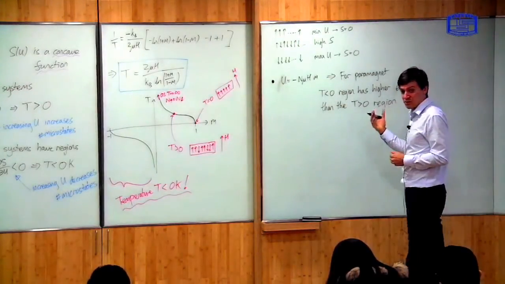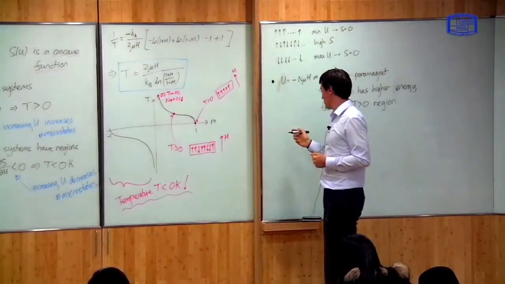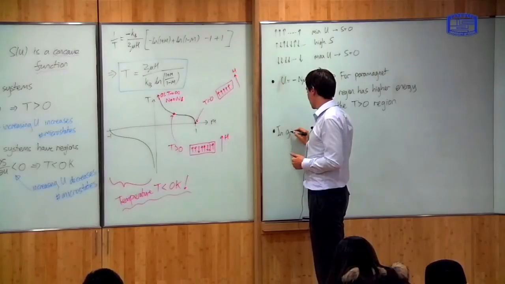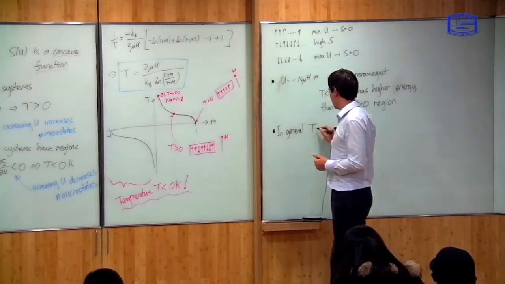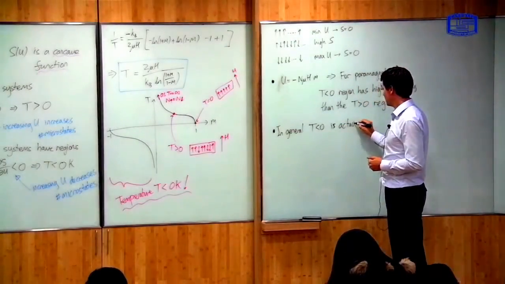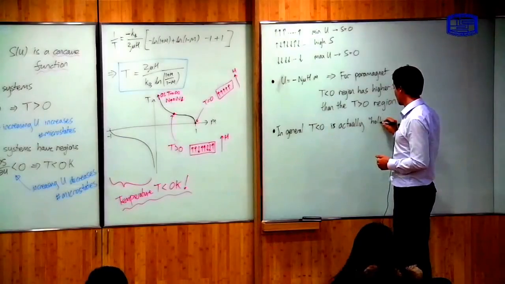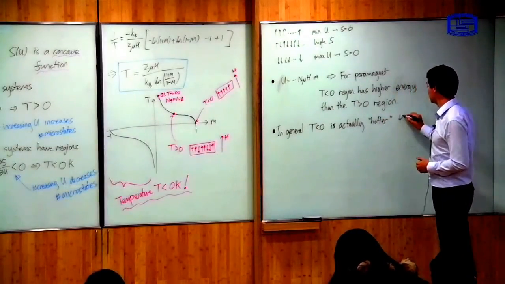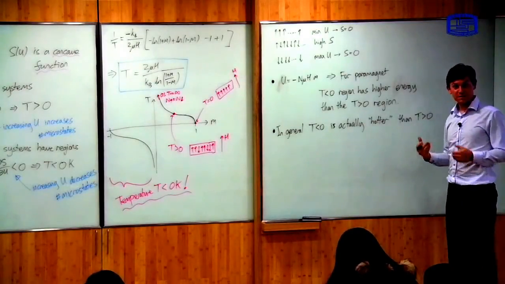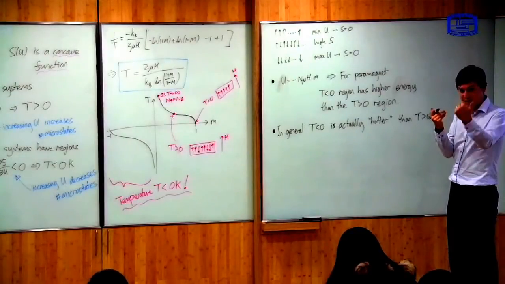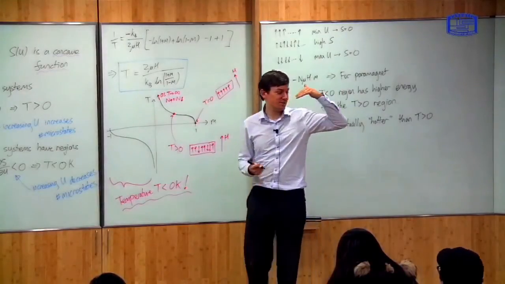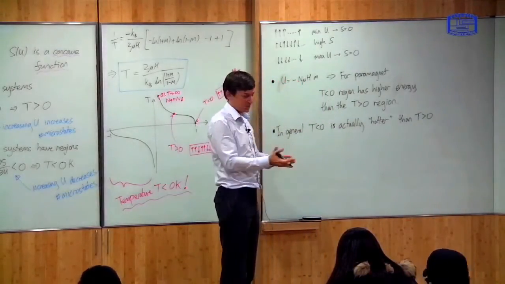And in general, this is true. The negative temperatures are in some sense hotter than the positive temperatures. In general, T less than 0 is actually hotter than positive temperatures. And I can make this precise. If I put two systems together and one has a negative temperature and one has a positive temperature, then the heat will always flow from the system with negative temperature into the system with positive temperature.